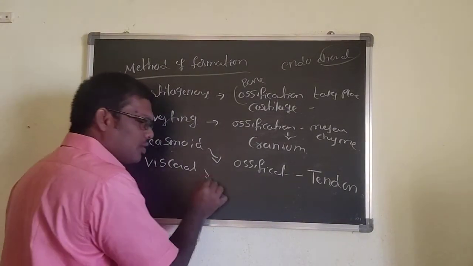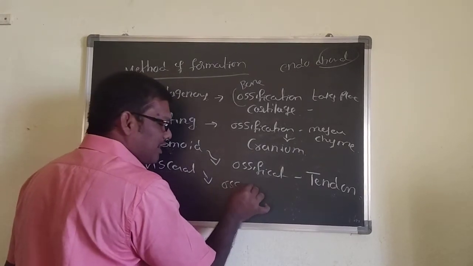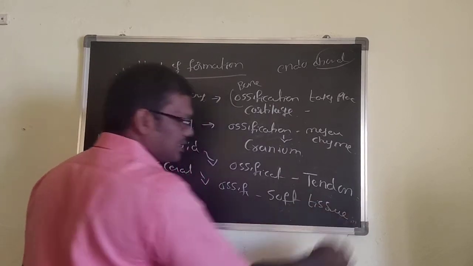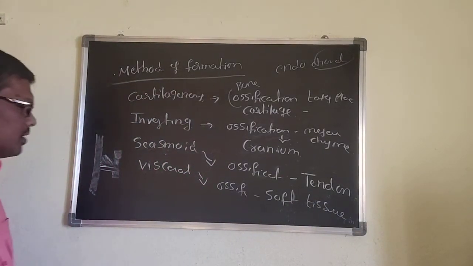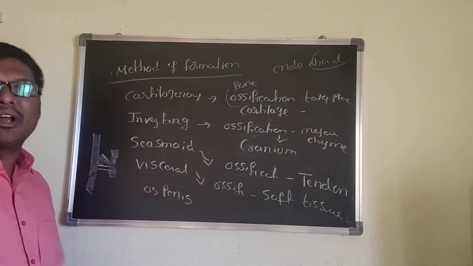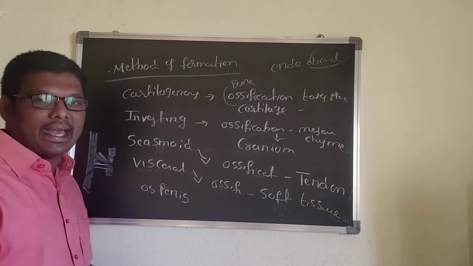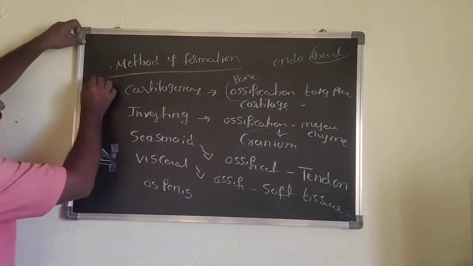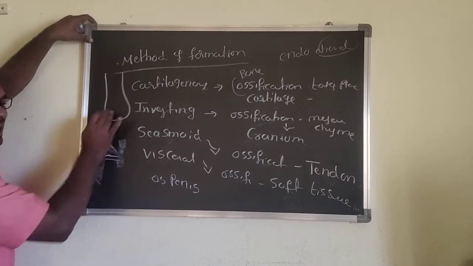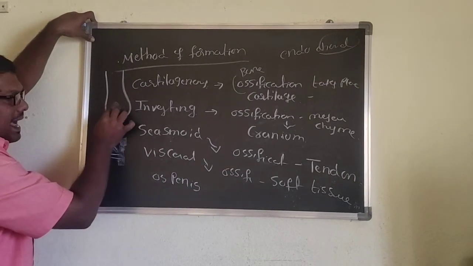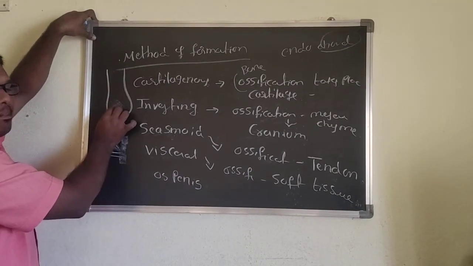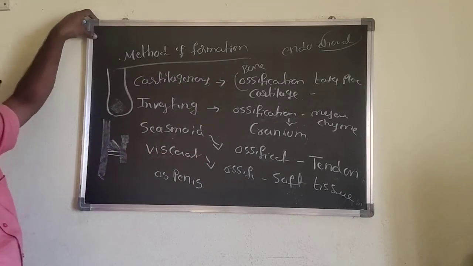And then visceral bones. Visceral bones means ossification takes place on soft tissue. Suppose we go for the os penis in rodents, that is rats, and some carnivores. Now this one is the penis. This anterior part is called the glans penis. Now this glans penis can be ossified and turns hard. That type of bone is called a visceral bone.